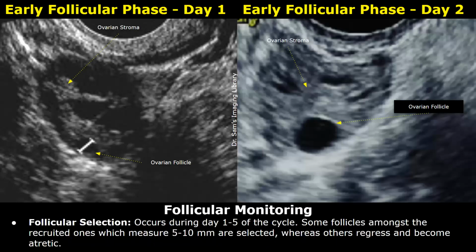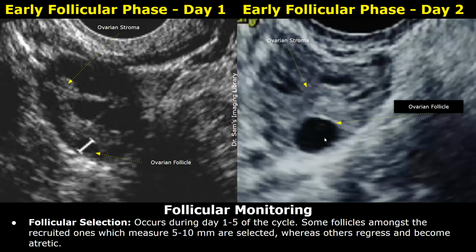After the recruitment process finishes at the end of the previous cycle, the next cycle starts. The first phase of the menstrual cycle is the follicular phase. Approximately the first 13 days are part of the follicular phase. This phase is divided into early, mid, and late follicular phases. The early follicular phase is usually the first 5 days of the cycle, if the menstrual cycle is of a 28-day duration.